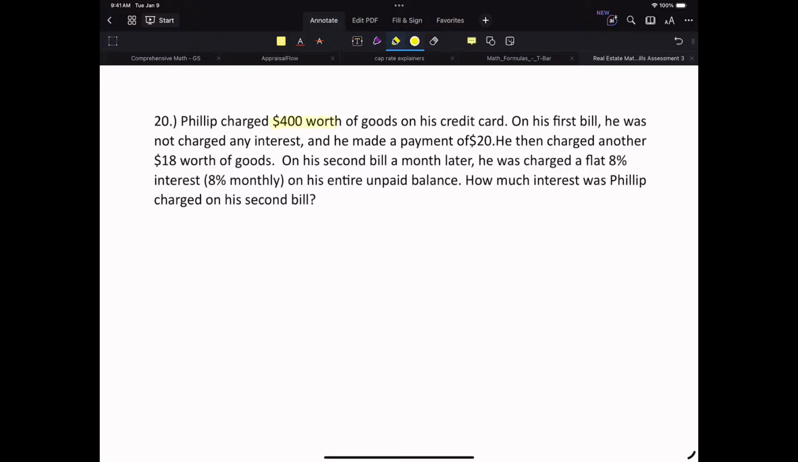Philip charged $400 worth of goods on his credit card. All right, what'd he buy? Ooh, maybe he bought me that new Charmin. Have y'all seen that new $30 Charmin that is expensive? Somebody needs to buy that for me. On his first bill, he was not charged any interest, and he made a payment of $20. He then charged another $18 worth of goods. On his second bill a month later, he was charged 8% interest, 8% monthly on his entire unpaid balance. How much interest was Philip charged on his second bill?